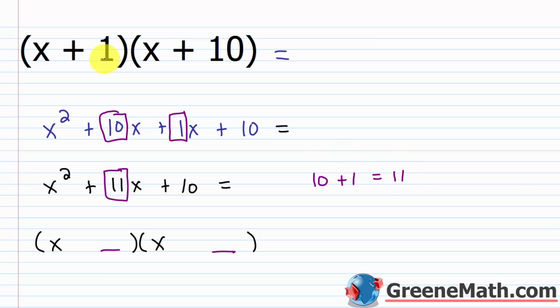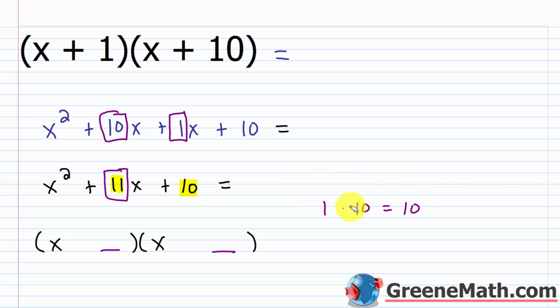Then notice that the same two integers, 1 and 10, multiplied together to give me this last term here. So 1 times 10 is equal to 10. That tells me that what I need to find for these two spots are two integers that sum to 11, the middle coefficient, and that have a product of the last term. So again, let me repeat: two integers whose sum is the coefficient of the middle term, the coefficient for the variable raised to the first power, and whose product is the constant term.